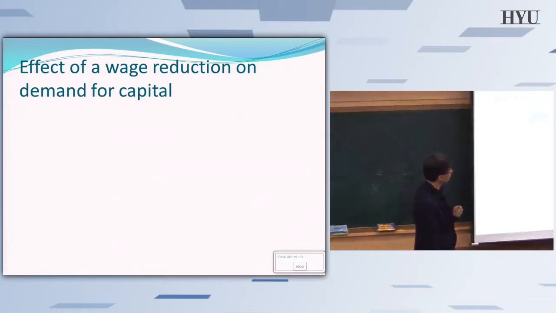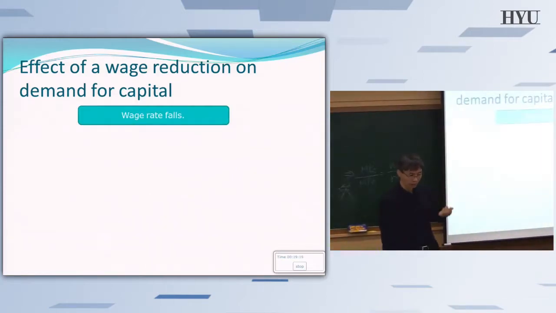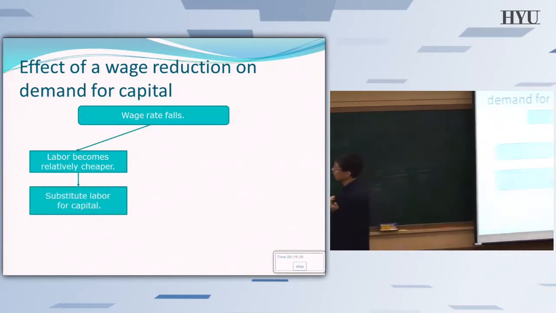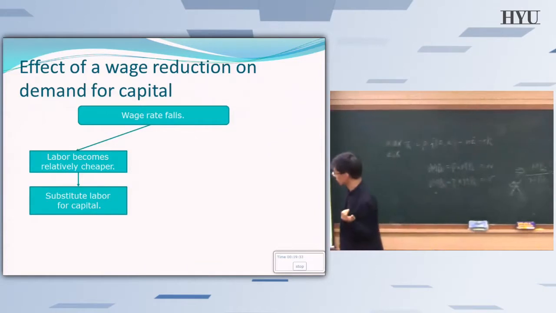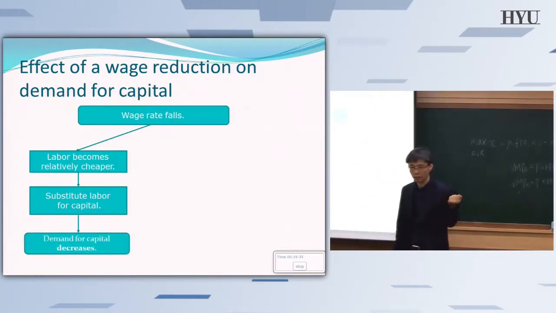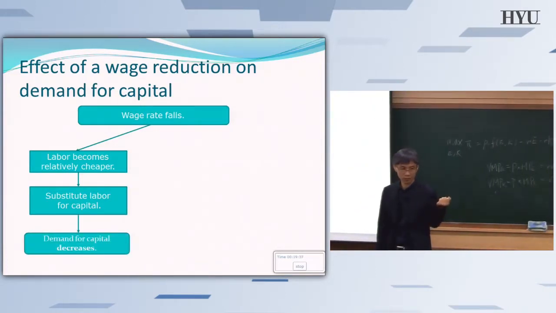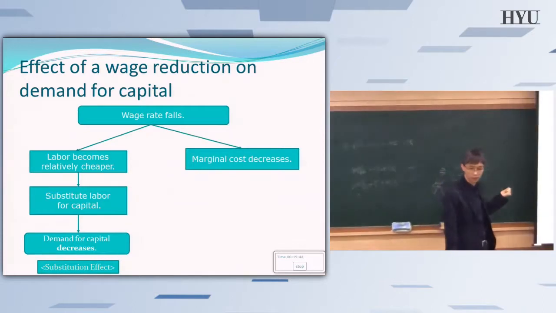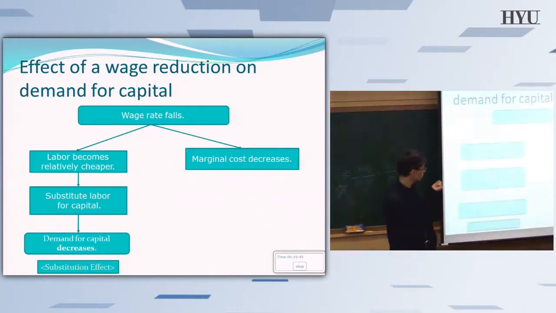Think of this. When the wage rate falls, think of capital now. Labor becomes relatively cheaper. So what happens to demand for capital? It should decrease, right? Because they substitute labor for capital, so they will use less capital. So demand for capital decreases. That's obviously the substitution effect part. The wage rate falls, so marginal cost decreases. So what happens to output?